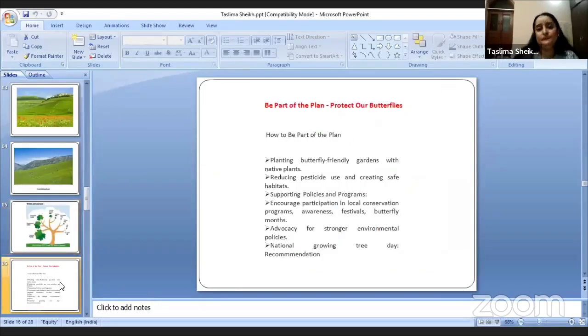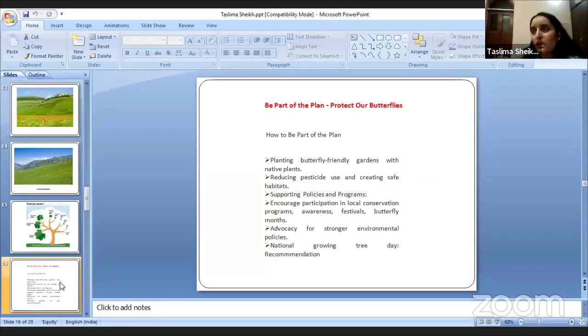So at the last, I would like to tell how to be a part of the plan, how we can protect our butterflies. Here we can plant butterfly-friendly gardens with native plants. Like in Jammu and Kashmir, we can consult many naturalists and experts regarding the native plants. We can grow those plants in our gardens, in our open spaces. We can reduce the pesticide usage, and we can create safe habitats for the butterflies.